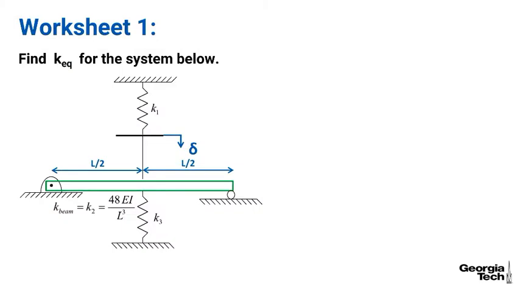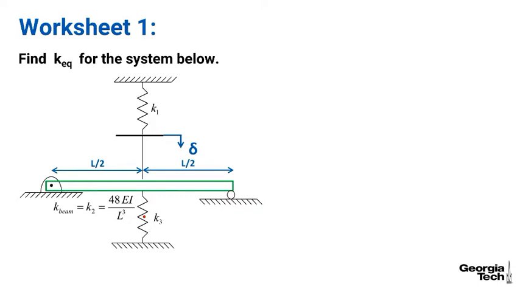Let's do an example together now. And here's our system. We have a spring K1 here at the top. We have just a rigid bar that I'm going to deflect down delta. And then I have a simply supported beam structure connected to another spring K3. Since the beam structure and this K3 spring have the same displacement, what kind of equivalent spring? Is this parallel or in series?